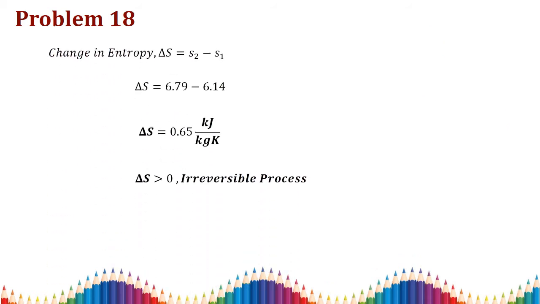So in this problem, they asked to find the change in entropy. Here the mass is not given, so the change in entropy is considered as the change in specific entropy, that is, per kilogram. So delta S is equal to S2 minus S1. S2 is 6.79 and S1 is 6.14. So delta S is 0.65 kilojoule per kilogram Kelvin, which is greater than 0. So it is an irreversible process.